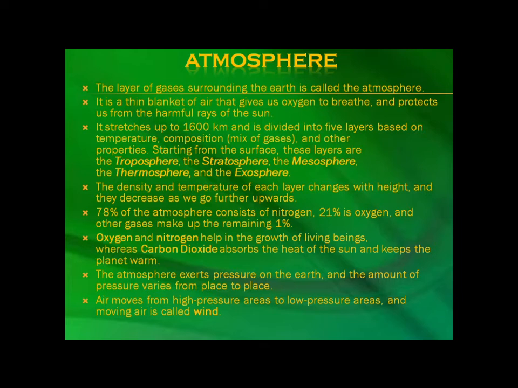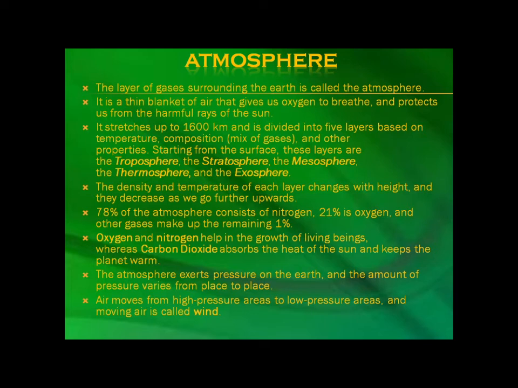Starting from the surface, these layers are the troposphere, the stratosphere, the mesosphere, the thermosphere and the exosphere. The density and the temperature of each layer changes with the height and they decrease as we go further upwards. 78% of the atmosphere consists of nitrogen, 21% is oxygen and other gases make up the remaining 1%.